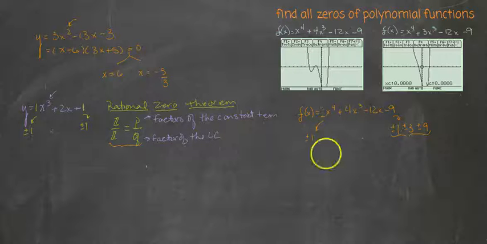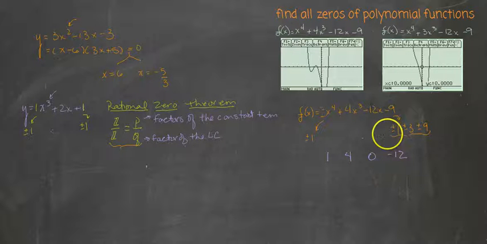So let's go. First, I want to make sure I have every value of every x configuration listed, and I do: 4, 3, 2. Oh, I don't have a square, so I want to take all the coefficients. That means I'm going to have a 1 that goes with the x to the 4th, a 4 with the x cubed, a 0 for x squared, a negative 12 for x, and a negative 9. And then I'm going to try one of these. So I'm going to try 1 because it's the easiest one.